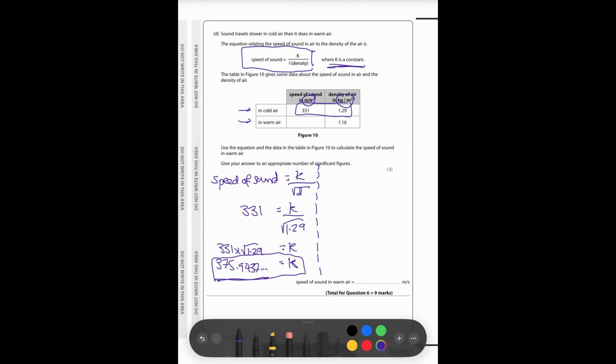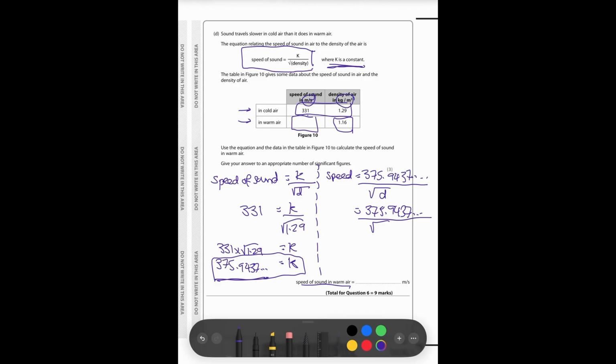So now, because it's a constant, I can just put it back into that same equation. So I'm going to say speed of sound is equal to, well, instead of saying k now, I know it's a constant. So that's 375.9437 divided by square root of density. And now what am I looking for in this row? Because it's asking me there the speed of sound in warm air. Well, I can just put this into the equation now. So it's going to be this number that we've just worked out for k, divided by square root of d. Well, this is the one that I've got left.